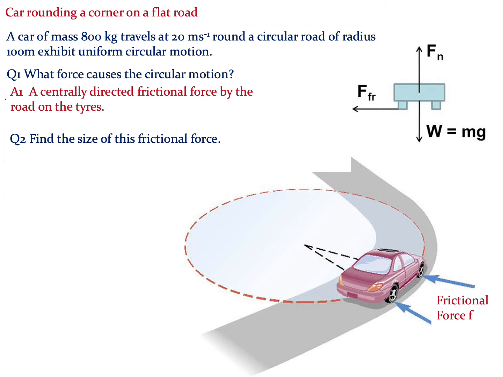The upper right diagram also shows the weight mg balanced by the normal reaction force. We often call it R. In this diagram it's called Fn for normal force. So question 2 is then find the size of this frictional force. Pause and solve.